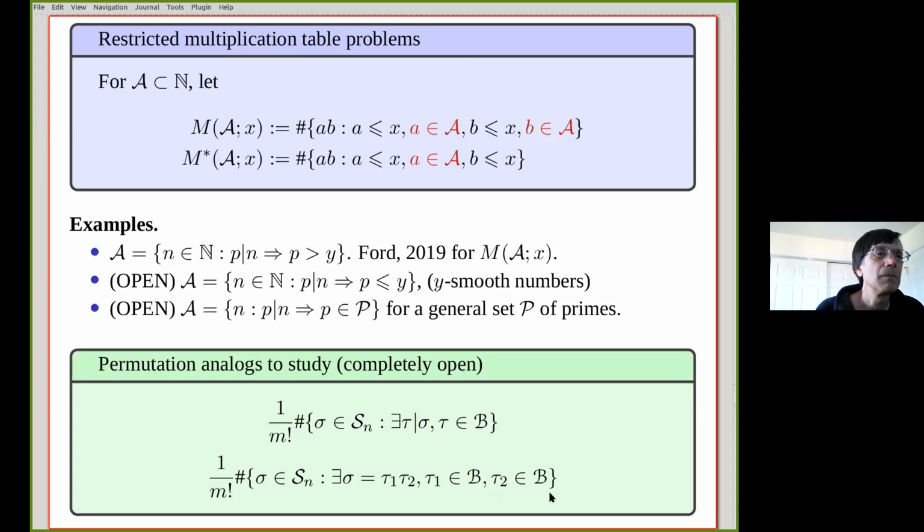You could restrict B to having certain size restrictions, so either size bigger than some parameter or less than some parameter, and that would be analogous to rough numbers and smooth numbers for the integers. But for other sets B, I think this is pretty much open.